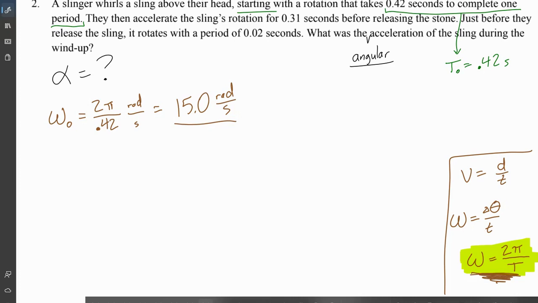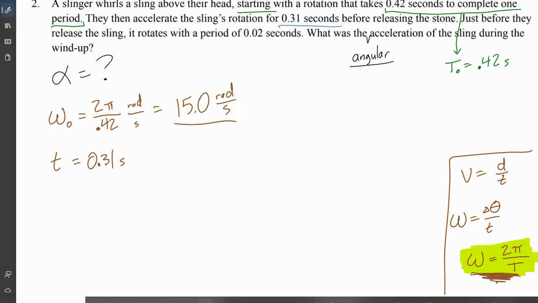All right, so then, what's next? They then accelerate the sling's rotation for 0.31 seconds before releasing the stone. Okay, 0.31 seconds is how long it takes them to accelerate it. So it starts slow, and then it's going faster. But it takes 0.31 seconds to complete that acceleration. That is our time, 0.31 seconds.